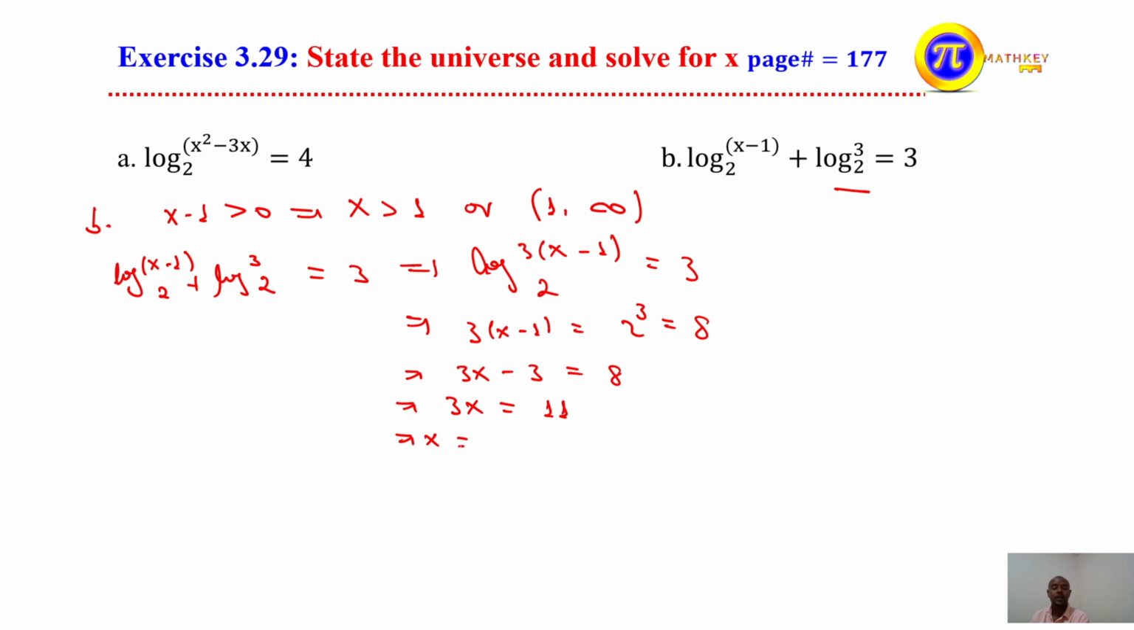x equals 11 over 3. That is 3. 11 over 3 is still greater than 1, so the value of x must be 11 over 3. So we can solve different problems using such forms.